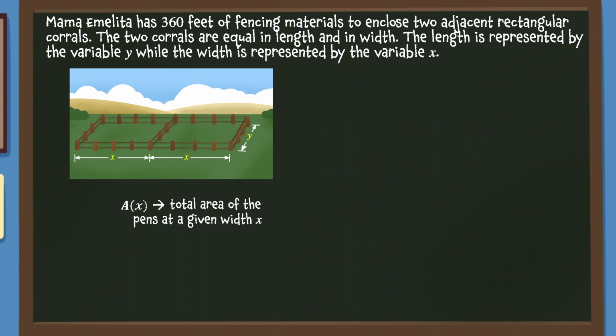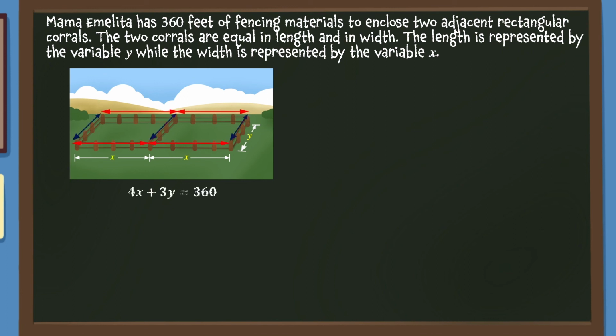feet. Since the corrals are enclosed using 360 feet of fencing materials, we have the equation 4x plus 3y equals 360. We then express y in terms of x since the function we are to write is in terms of x. 3y must be equal to 360 minus 4x. Dividing both sides by 3, y must be equal to 120 minus 4/3 of x.